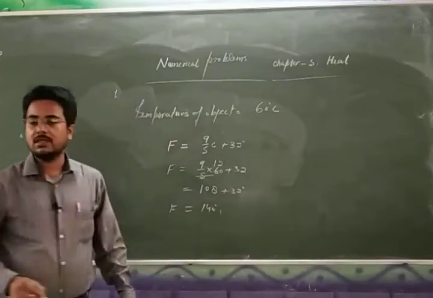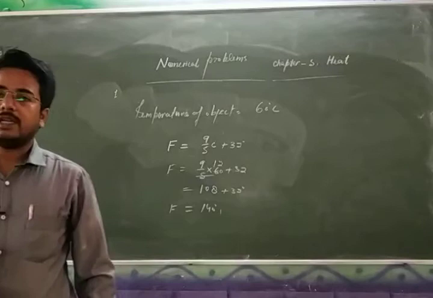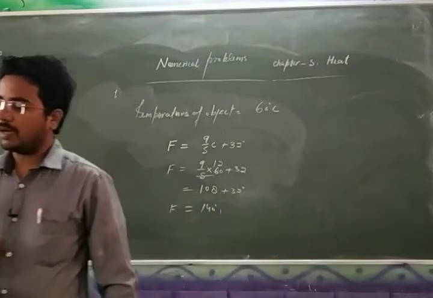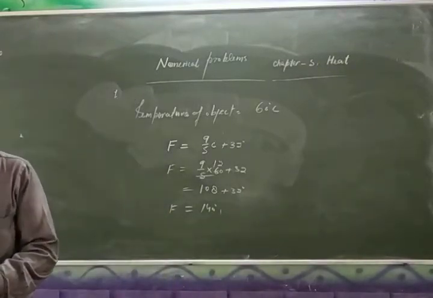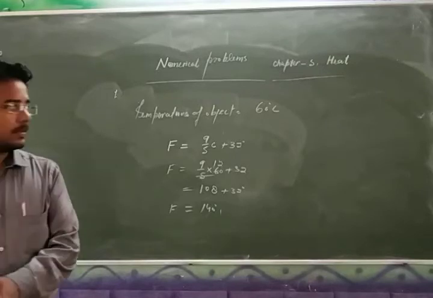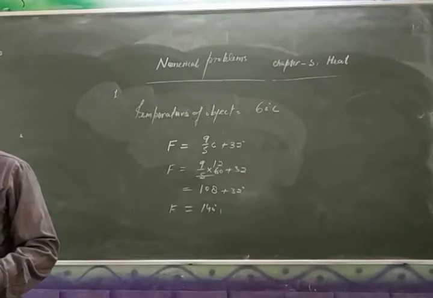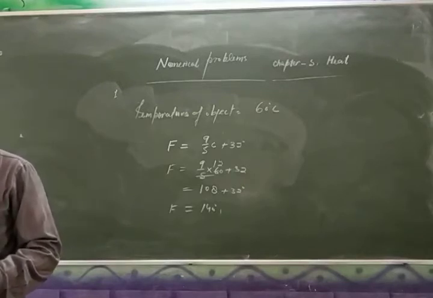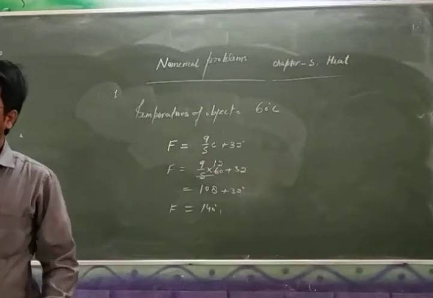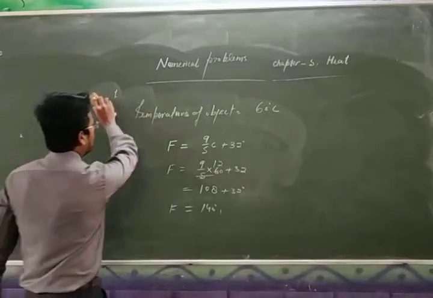We had converted degree Celsius into degree Fahrenheit. Now come to the next problem. Boiling point of alcohol is 78 degrees Celsius. Find its temperature on the Kelvin scale. Come to the second one.